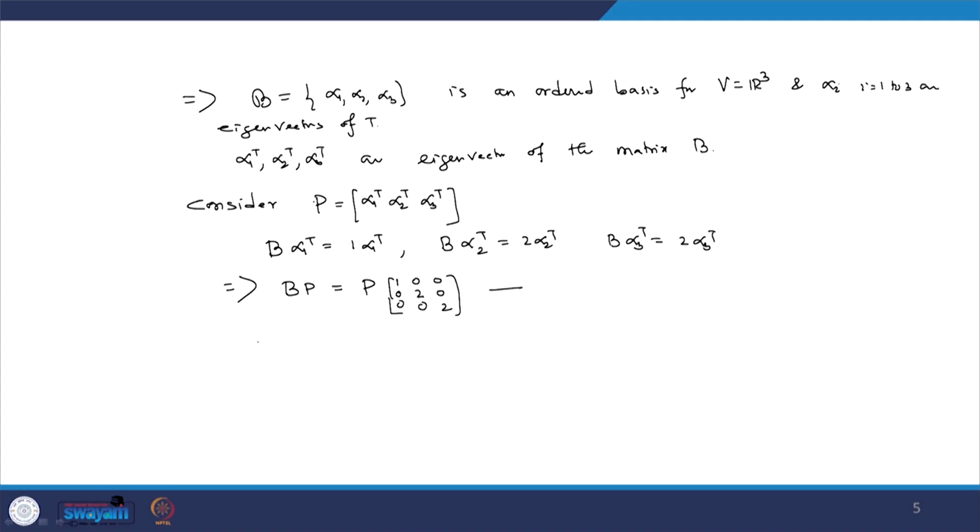Here this P matrix is invertible because alpha 1, alpha 2, alpha 3 are linearly independent, so the corresponding columns will also be linearly independent. So, if I multiply by P inverse from both sides, I get P inverse BP equal to the diagonal matrix 1 0 0, 0 2 0, 0 0 2, which I am denoting as a diagonal matrix D.